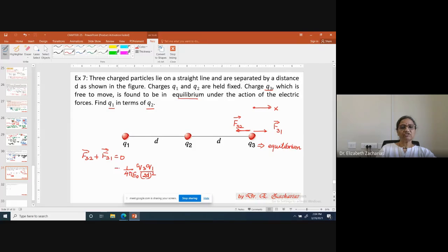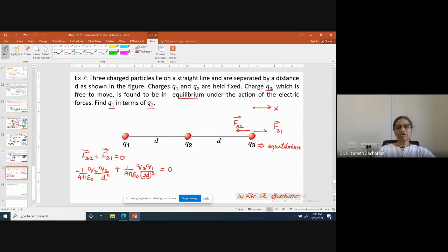Okay, so let's say this is positive. Then the opposite one, F32, will be negative because it's in the opposite direction. So let's put a minus sign here and write that force also: 1 by 4 pi epsilon naught, Q3 Q2 divided by d squared. So the sum of these should be equal to 0.